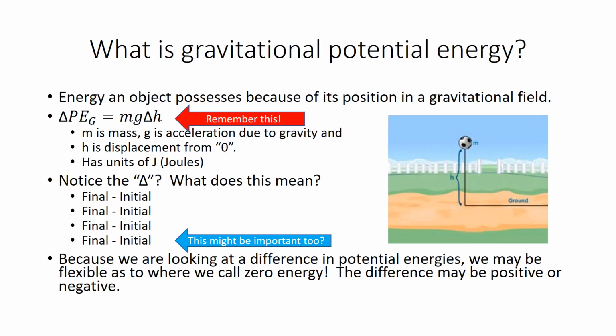Notice that we have a delta in there. The delta PE equals mg delta h. That means your change in potential energy equals your mass times gravity times your change in height from zero. Now, what does delta mean? Delta means final minus initial. I know we've said that about 100 times since the beginning of the semester, and yet I still see people getting that wrong. It's always final minus initial.